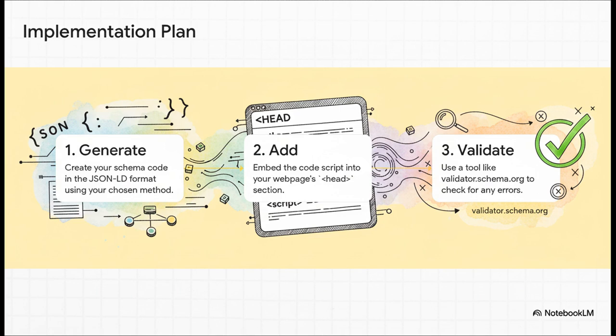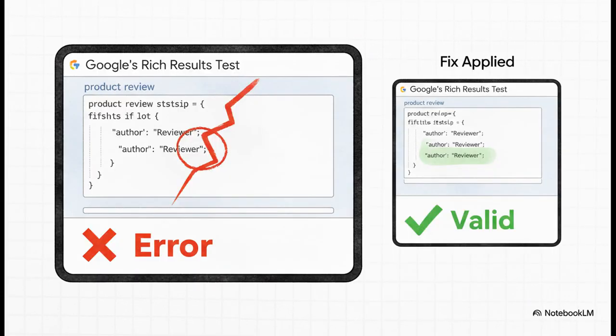And no matter which method you pick, the process is pretty much the same. First, you generate the code. The standard format is called JSON-LD, but don't worry about the name. Second, you add that little script to your web page's head section. And third, and this is so important, you validate it. Please, whatever you do, do not skip the validation step. One tiny typo, a single misplaced comma, can make the whole thing useless. Just use a free tool like Google's Rich Results Test. You paste in your code or your URL, and it tells you right away if it's working. This just makes sure all your effort isn't for nothing.